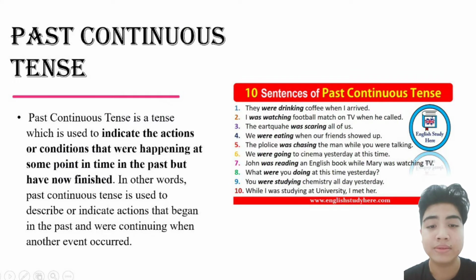Past continuous tense is a tense we use to indicate an action or condition that was happening at some point in time in the past but has now finished. In other words, past continuous tense is used to describe actions that began in the past and were continuing when another event occurred. For example, they were drinking coffee when I arrived. I was watching a football match on TV when he called. The earthquake was scaring all of us. We were eating when our friends showed up. The police were chasing the man while you were talking.